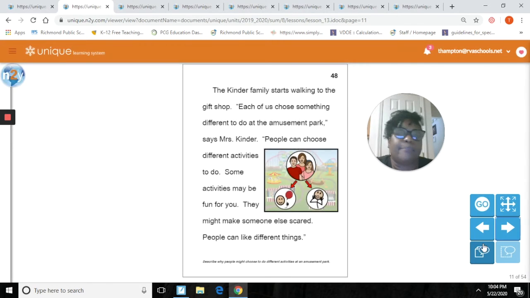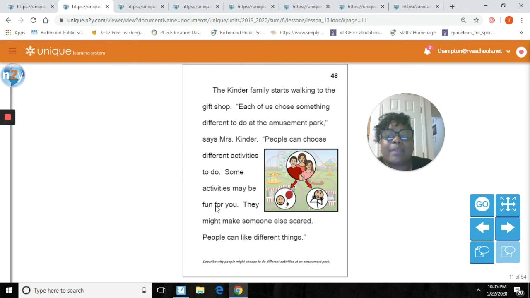And let's begin. All right, so the Kinder family starts walking to the gift shop. "Each of us chose something different to do at the amusement park," says Mr. Kinder. "People can choose different activities."